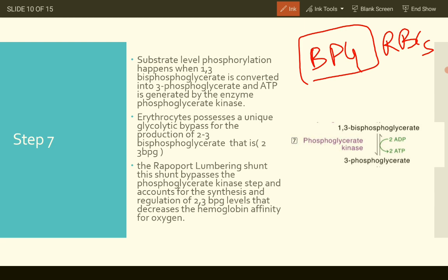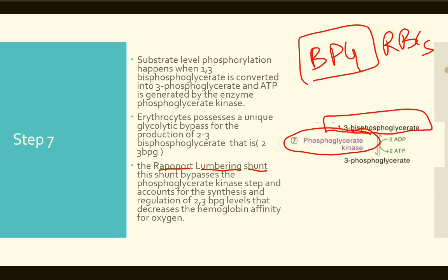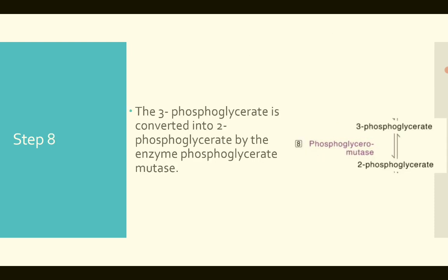Hence, within the RBCs, this enzyme is generally inhibited and a Rapoport-Luebering shunt process takes place, through which production of this molecule is increased, right? So this was a special case within the RBCs.